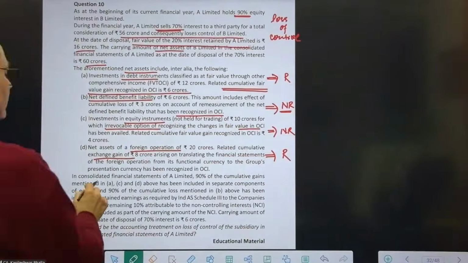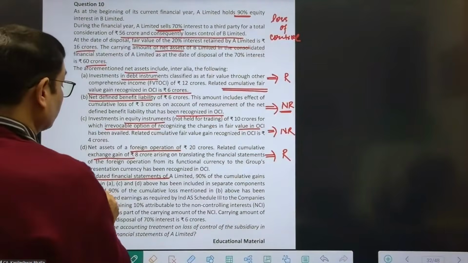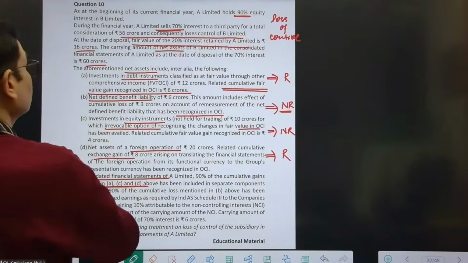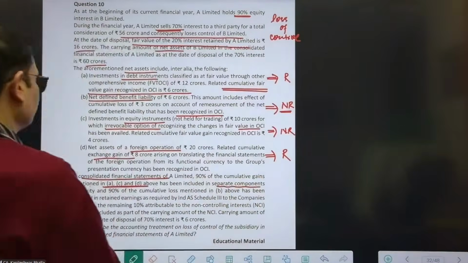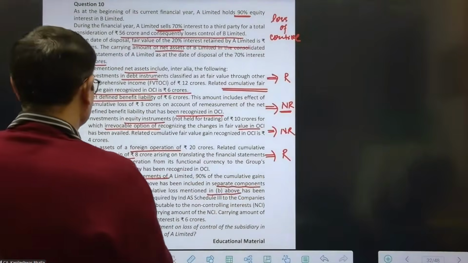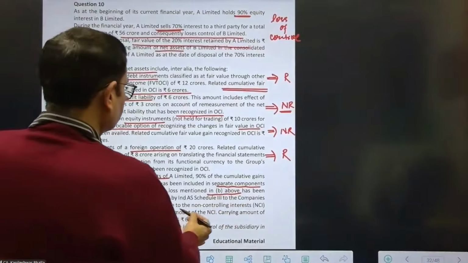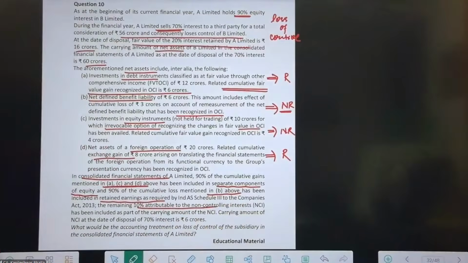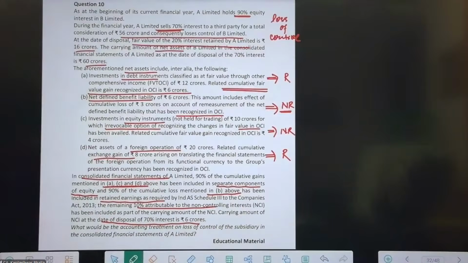Then he says in the consolidated financial statements of A, 90% of the gains in ACD. He did not mention B because B in any case went to RE. Is included in the separate components of equity, that is tab 3. And 90% losses in B has been taken in retained earnings. That's I've already told you. The remaining 10% is attributable to NCI as a part of the NCI. The carrying amount of NCI on the date of disposal is given. How do you account for the loss of control in the subsidiary in the consolidated financial statements?